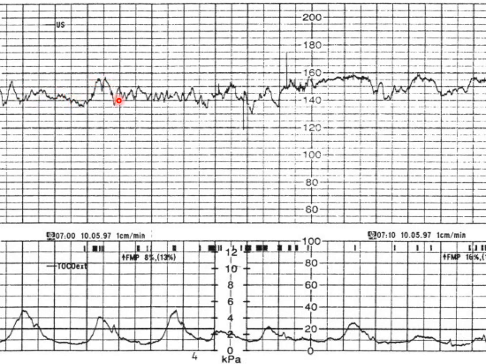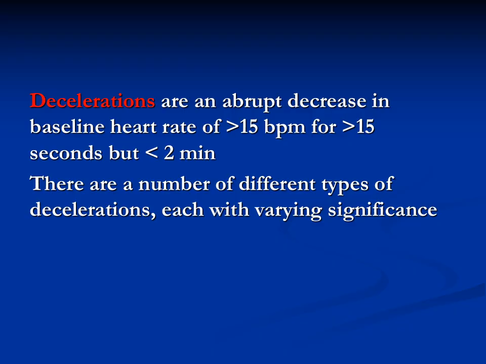There are frequent accelerations. Okay, here a prolonged acceleration, here acceleration, and no deceleration. Keep in mind, these spikes do not indicate deceleration. So this is a normal trace for a woman in labor.